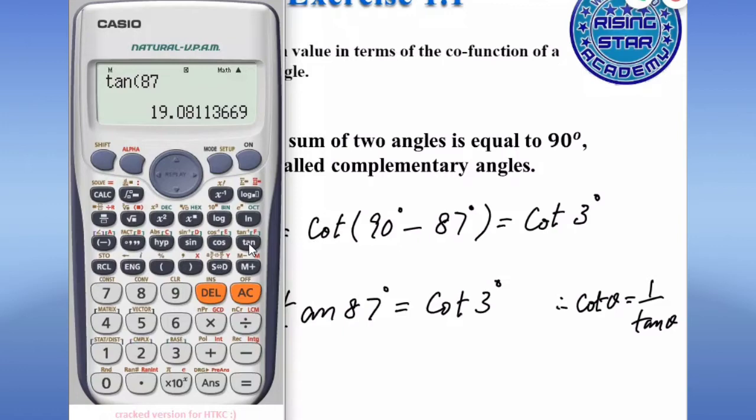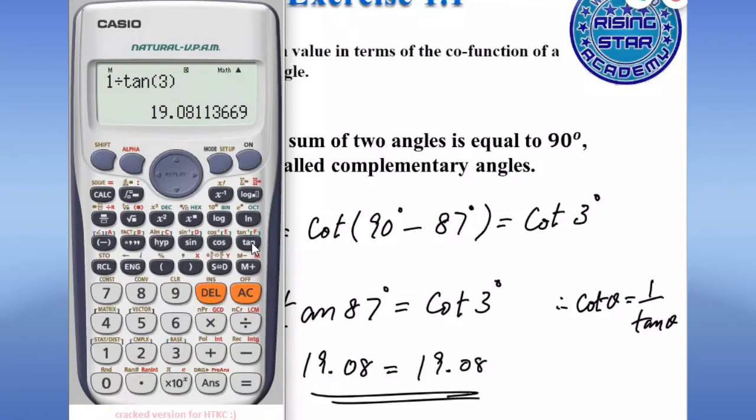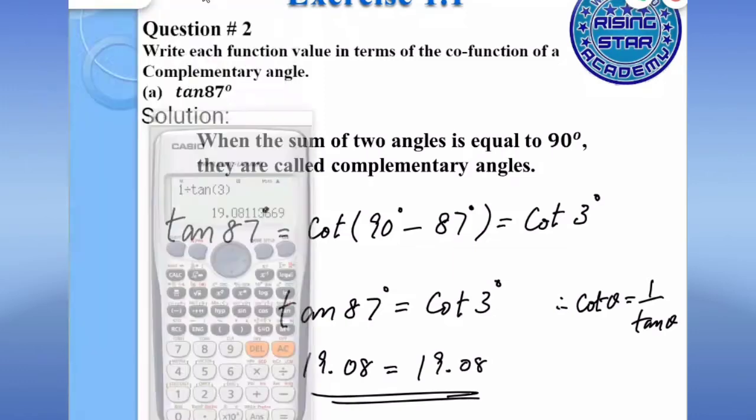My answer is 19.08. Now for cot, I would apply 1 over tan. So 1 divided by tan of 3 degrees, that is also 19.08. So it means both answers are the same. So these are co-functions of each other. Now we will move to part B.